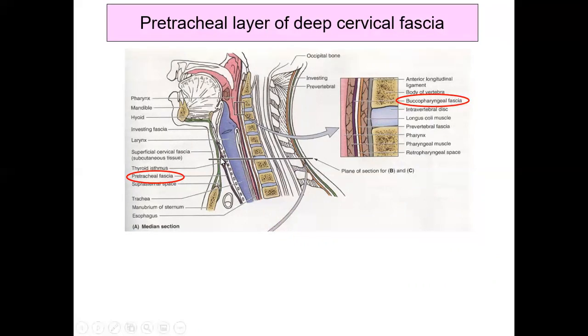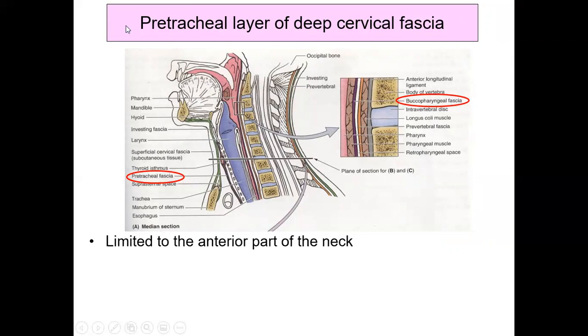If you see from this picture, the purple color line indicates the pretracheal layer of the deep cervical fascia. So this is the purple line, the part that belongs to the pretracheal layer. But at the back there, we have the buccopharyngeal fascia. We're going to discuss that further later.